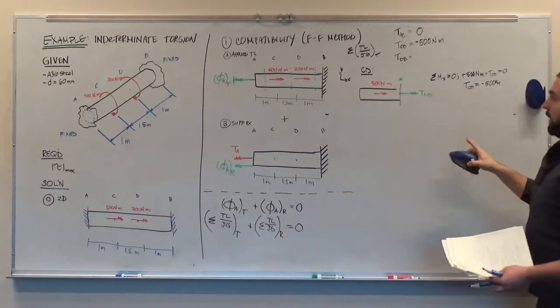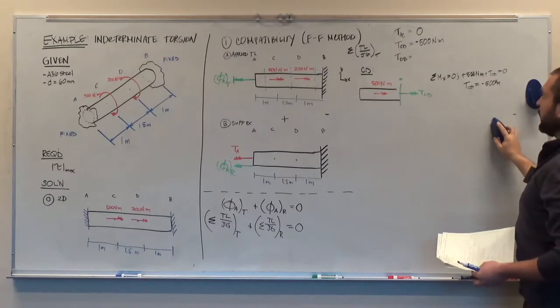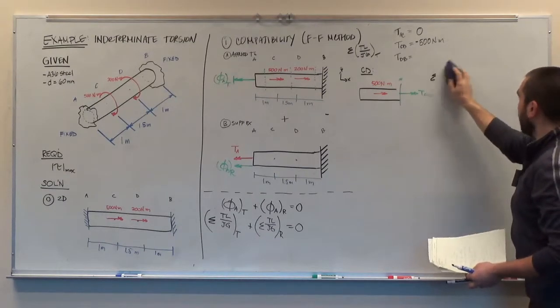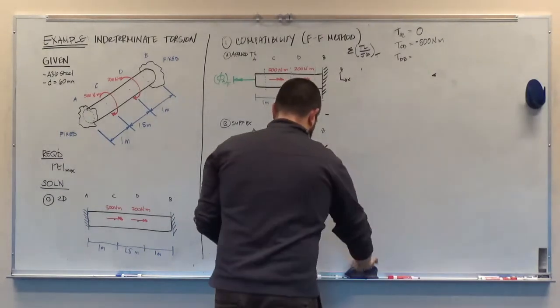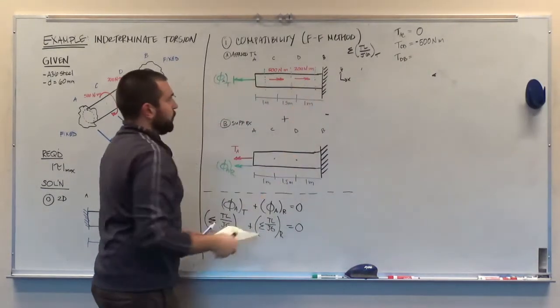So I'm going to erase that, then we're going to go to section DB and calculate the last internal torque. Okay. So here, section cut between D and B.